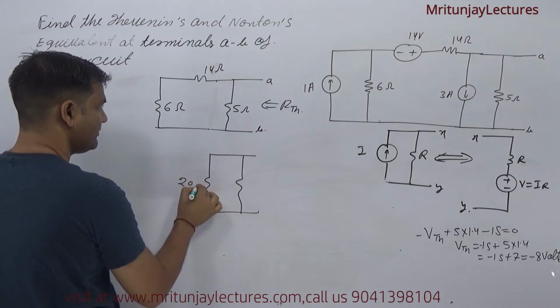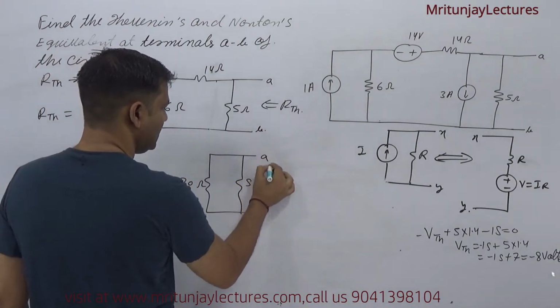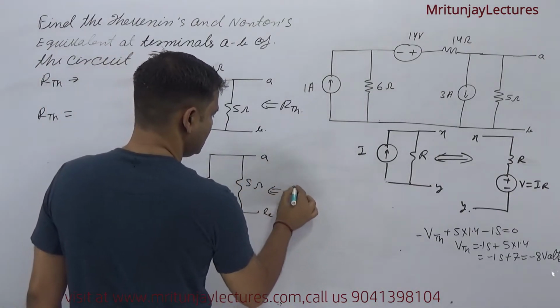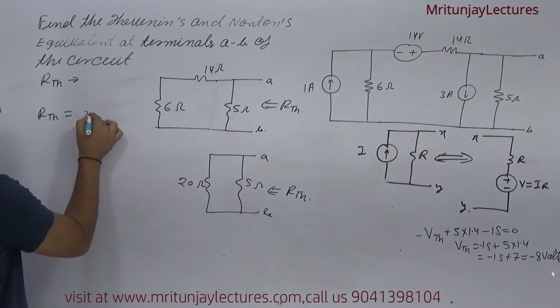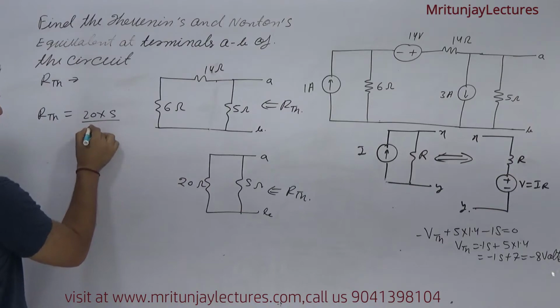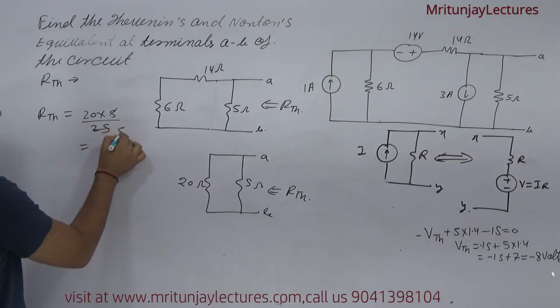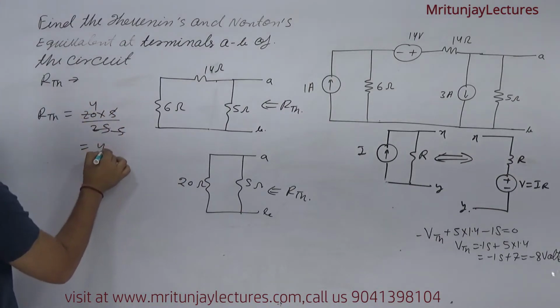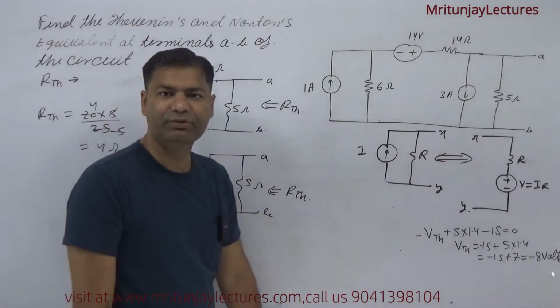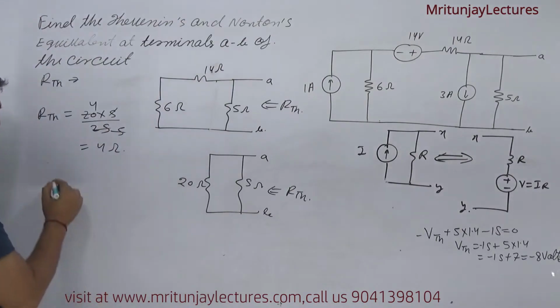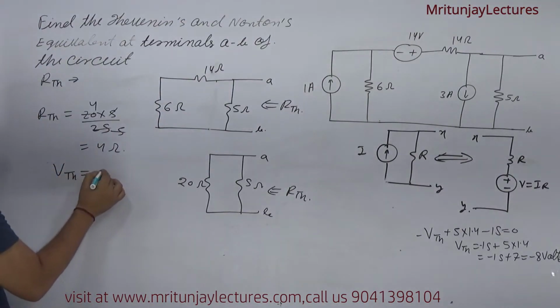That is 20 ohm, and that is 5 ohm, and A and B. So what about RTH? Both are in parallel, so 20 into 5 divided by 25, which is 4 ohm. Finally, we got RTH as 4 ohm. And what about VTH? VTH we got as minus 8 volt.